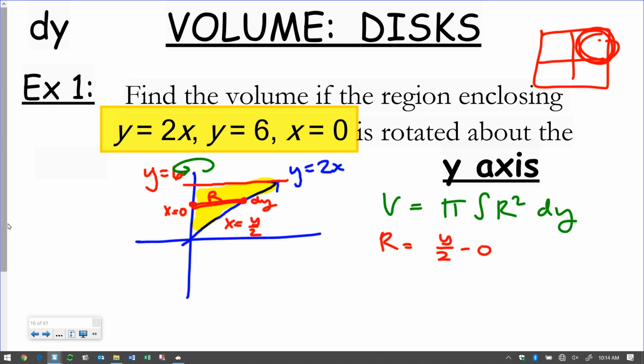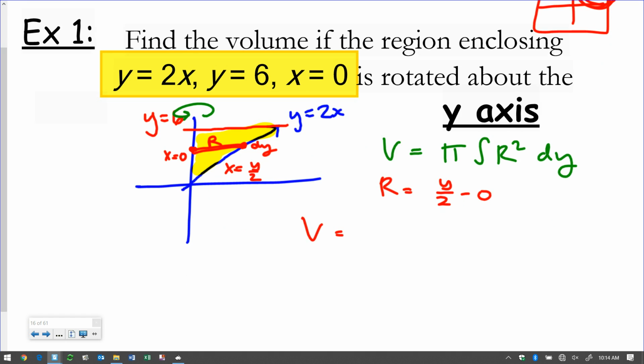Okay, so all I do now is actually just plug that in. So the volume is equal to pi integral the square of r, so it's y squared over 4 dy. If this is a dy problem, I go back to my region. I say, what's the lowest y value on this highlighted region? What is it, guys? 0. What's the highest y value on this highlighted region? 6. And bam, there's my formula. Do you guys see how easy this is? If you take it one step at a time, don't skip steps. Take it one step at a time.